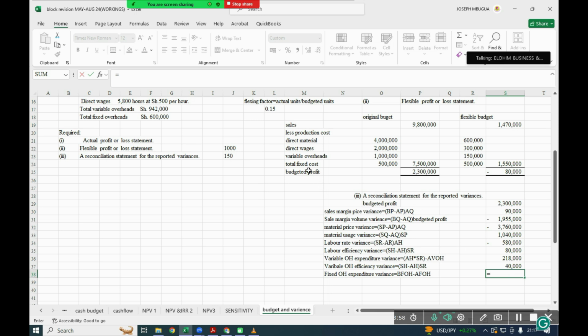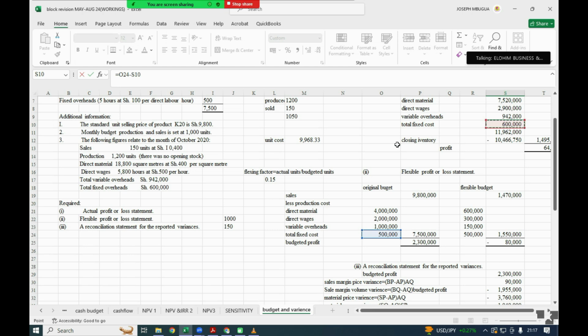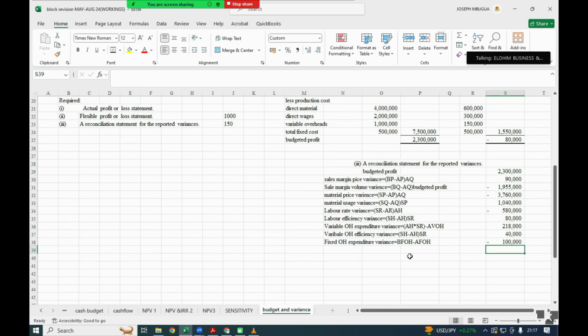So what we had budgeted, I think we had it somewhere here. This was what was original. The budgeted was 500, and the actual was 600, which gives us a negative 100.